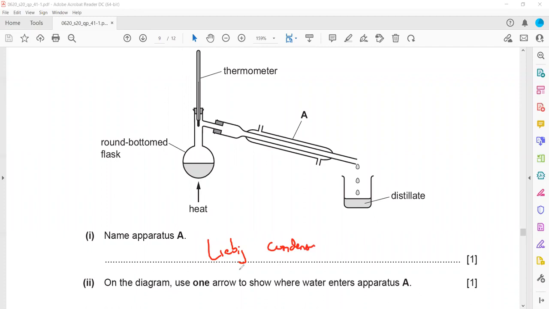On the diagram, use one arrow to show where the water enters. So always the cold water enters from the bottom and moves through the jacket of the condenser and removes the heat energy from the vapors. So always the arrow shows the water entering, which is used as a coolant, and then that will take the energy from the vapors.